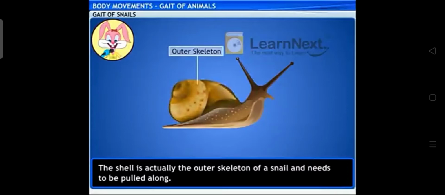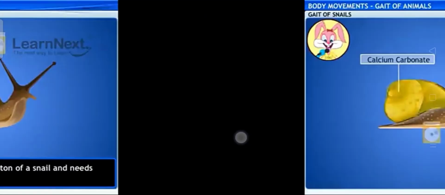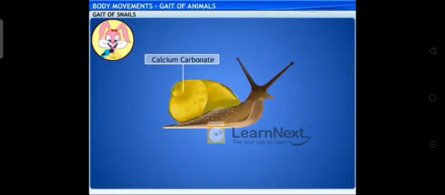These snails are moving with the help of the outer skeleton of the snail. The shell is actually the outer skeleton of the snail and needs to be pulled along. So, the snail always moves with the outer skeleton on the body. This outer skeleton is made up of calcium carbonate. What is the shell made up of? Calcium carbonate. Okay.